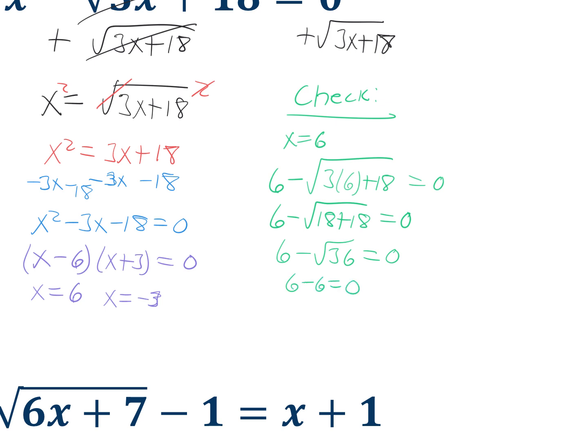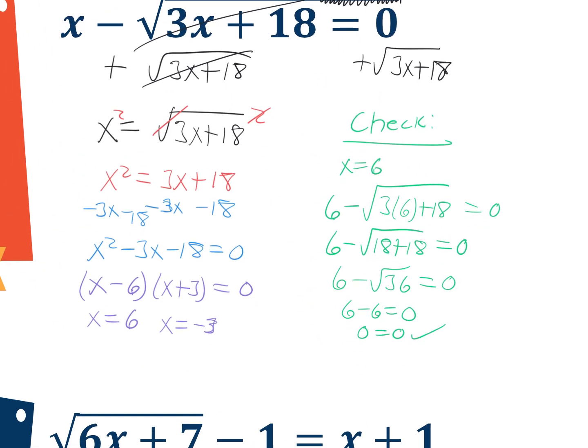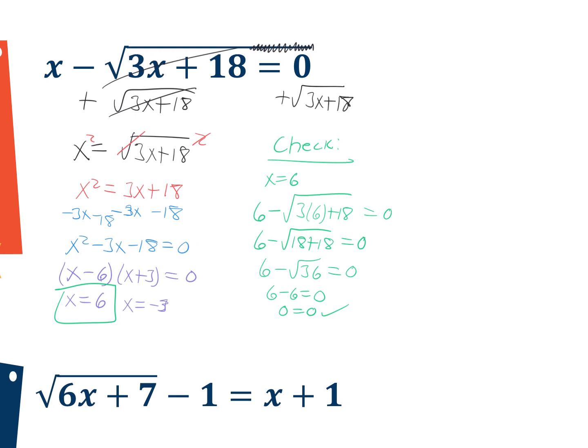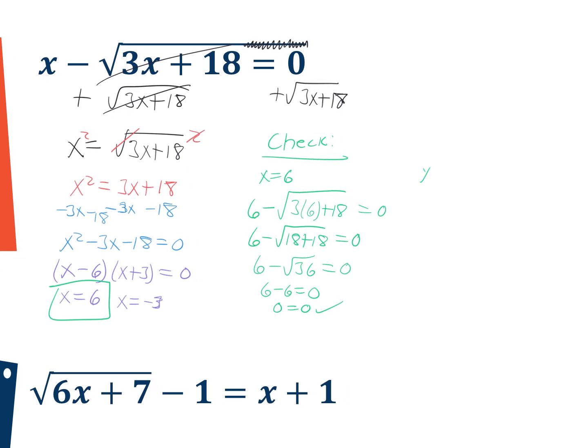All right, and this is true. 6 minus 6 is 0. So we get 0 equals 0. This works. We get x equals 6 is an answer. All right, now we have to check the other one. Again, always check both. So we get x equals negative 3.